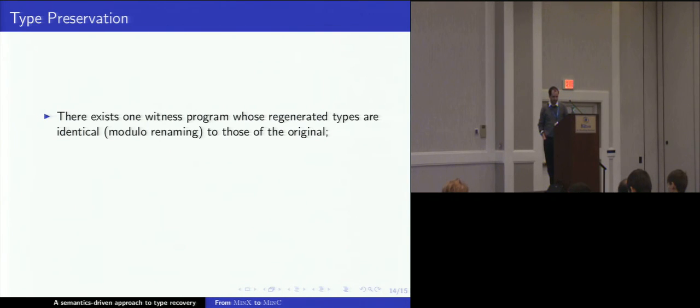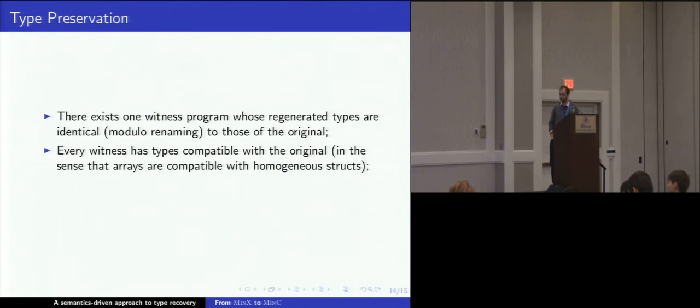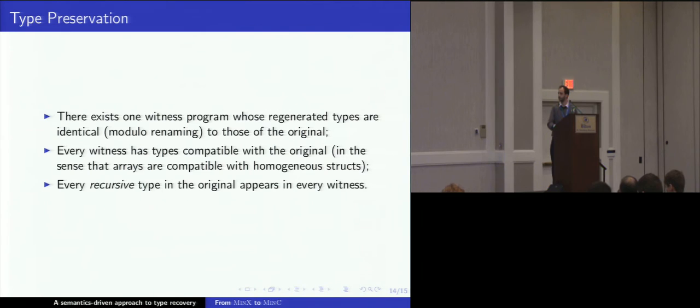The important message from these results, though, is that for every benchmark we have, there is one witness whose recovered types are identical to those of the original modulo renaming. Every solution has types compatible with the original in the sense that arrays are compatible with homogeneous structs. And every recursive type in the original appears in every single solution.